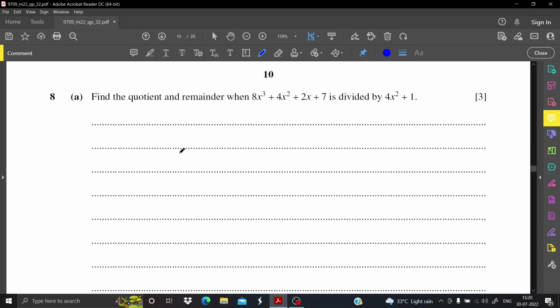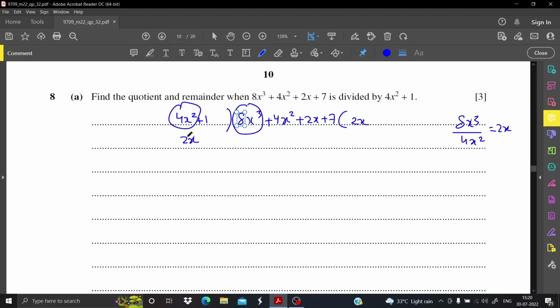Question number 8. Find the quotient and remainder when the polynomial is divided by. So you can use the long division method. 8x cubed plus 4x squared plus 2x plus 7 divided by 4x squared plus 1. Here the leading term is 4x squared, and here the leading term is 8x cubed. So first check, 8x cubed by 4x squared will give you 2x. So multiply with 2x completely.